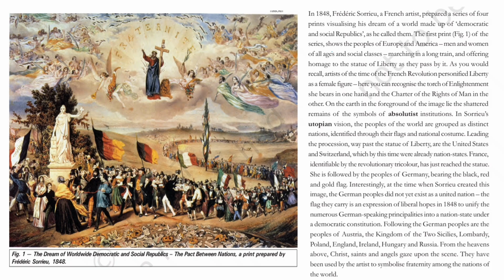Let's go ahead with the next element which has been put up in the image, and let's understand what it symbolizes. In the picture you can see there is something lying down on the ground over here. So what does this actually mean? Let's understand that. On the earth, in the foreground of the image, lie the shattered remains of the symbol of absolutist institutions. What is there in the foreground? Foreground is the front of the image. What is lying on the ground over here?